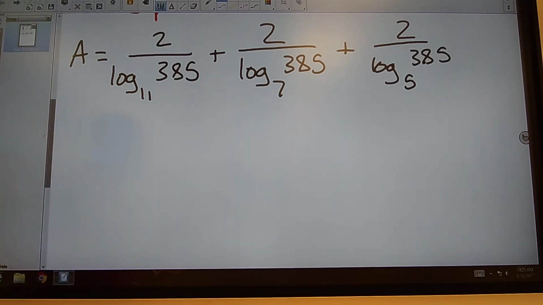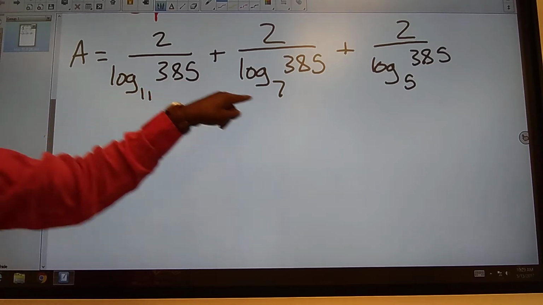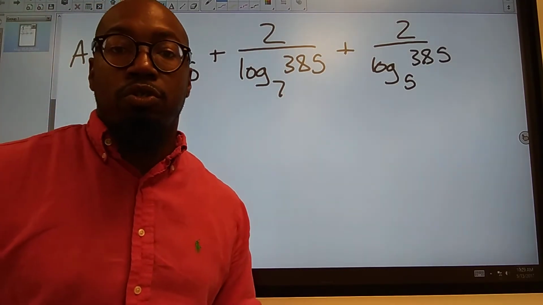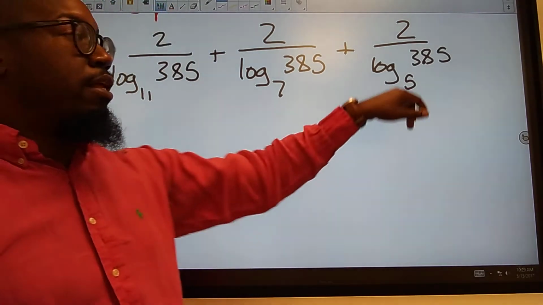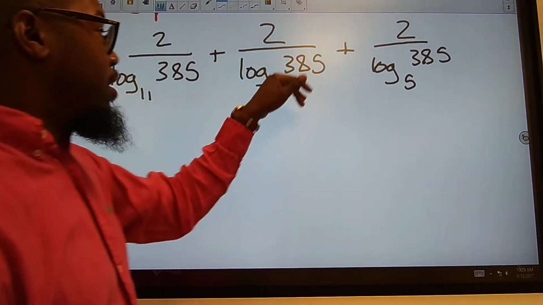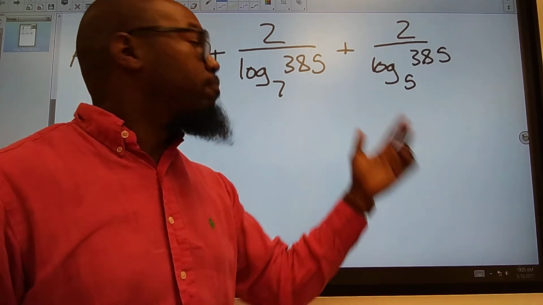All right. We want to make all of the log bases, the 11, the 7, and the 5, the same number. You can choose any number that you want. What I'm going to do is choose everything to be log base 5. I'm only doing it because I just want to choose 5. I could have chosen 7 or 11 as well, but I'm just going to choose 5 for now.